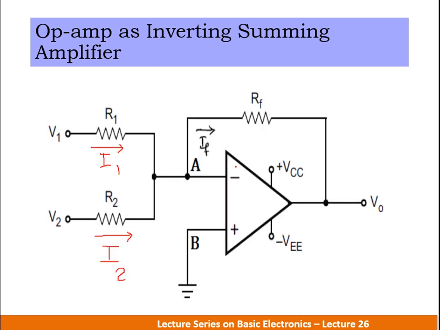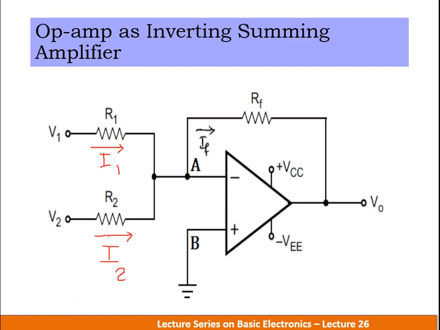Now this is the circuit diagram of the op-amp as an inverting summing amplifier. As the name says, all the input signals that need to be added are applied to the inverting terminal of the op-amp. Please make a note that any number of input signals can be applied, and all of them are going to get added.